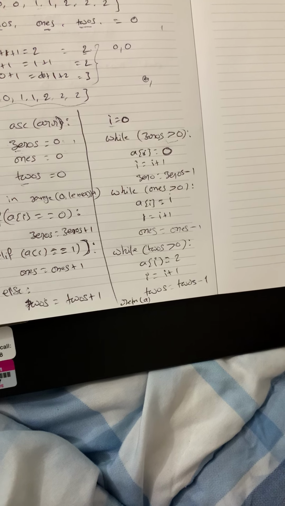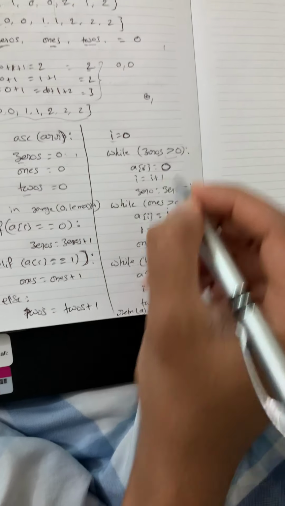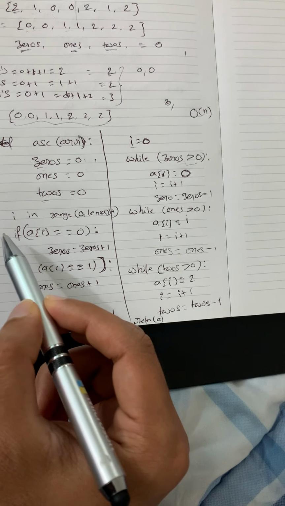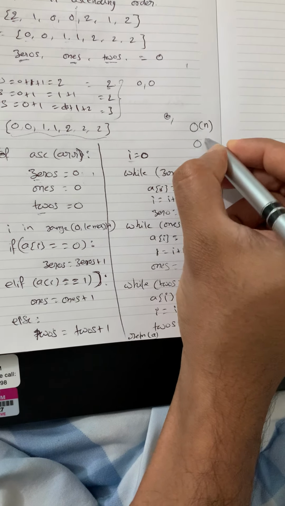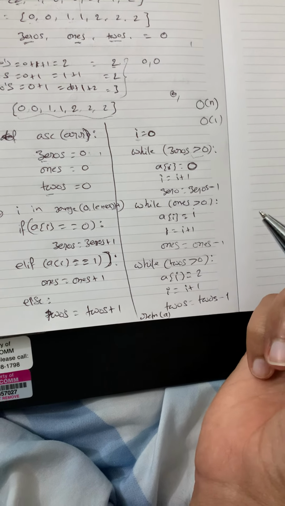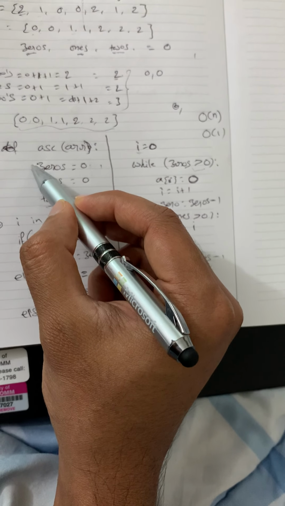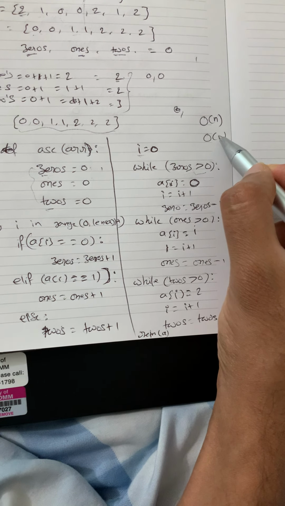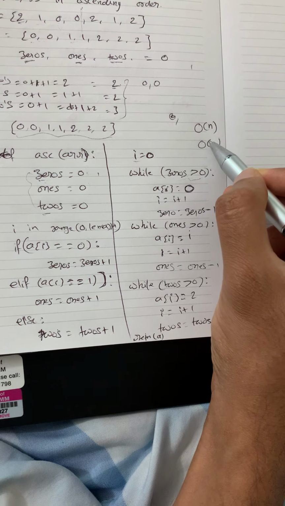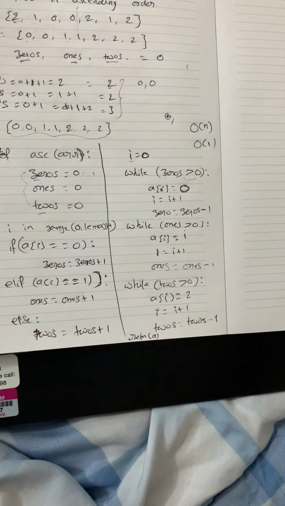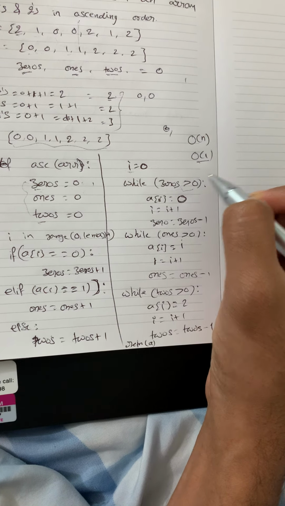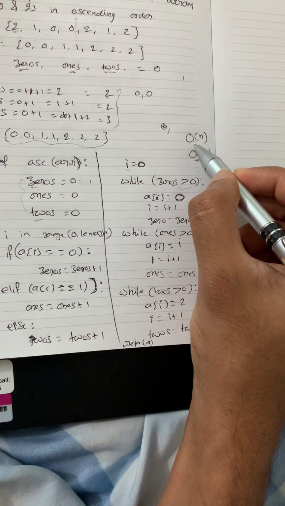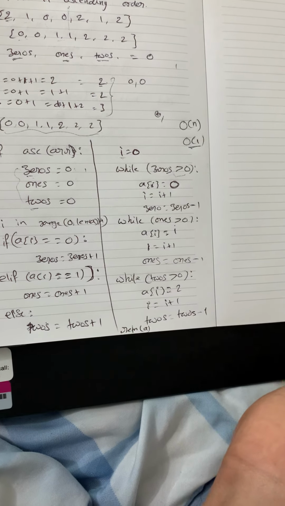The time complexity is going to be big O of n because I'm using only one for loop. Space complexity is big O of 1 because I'm not using any extra space other than these static variables, so it shouldn't take much space. So the space complexity is big O of 1, and the time complexity is going to be big O of n.